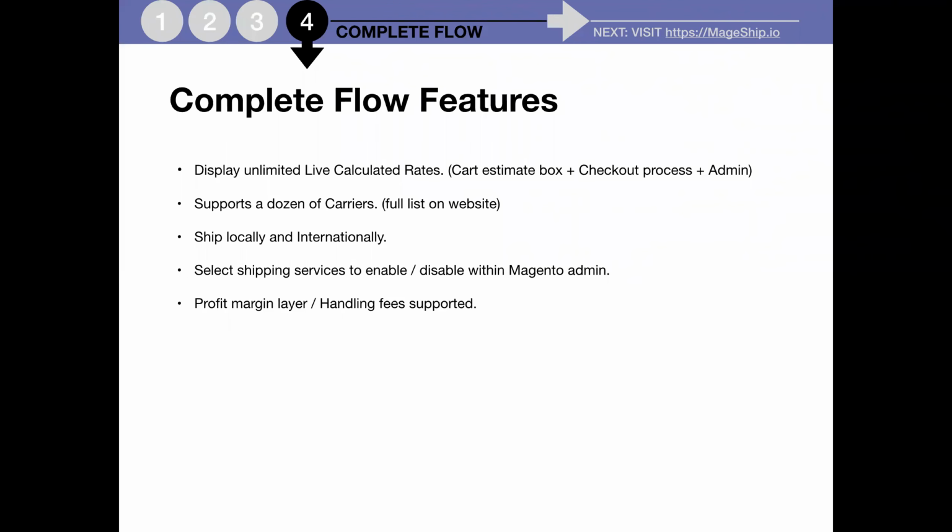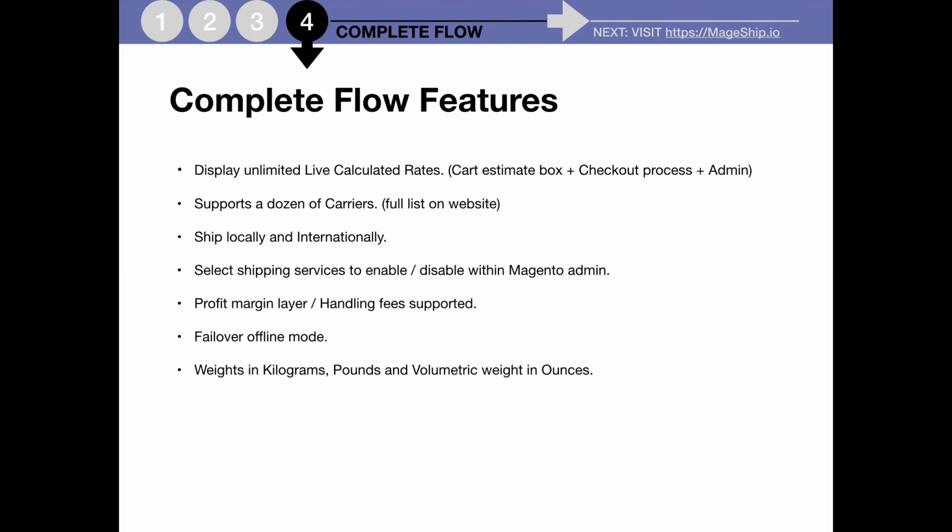And you will be able to add a margin layer on top of the pulled rates if you want to make a profit on top of the shipping costs. We also support handling fees. And we have included a failover offline mode. In case there's a connection issue, customers will still be able to get shipping rates based on previous orders shipping to the same postal code. We support weights in kilograms, pounds, and volumetric weights in ounces.